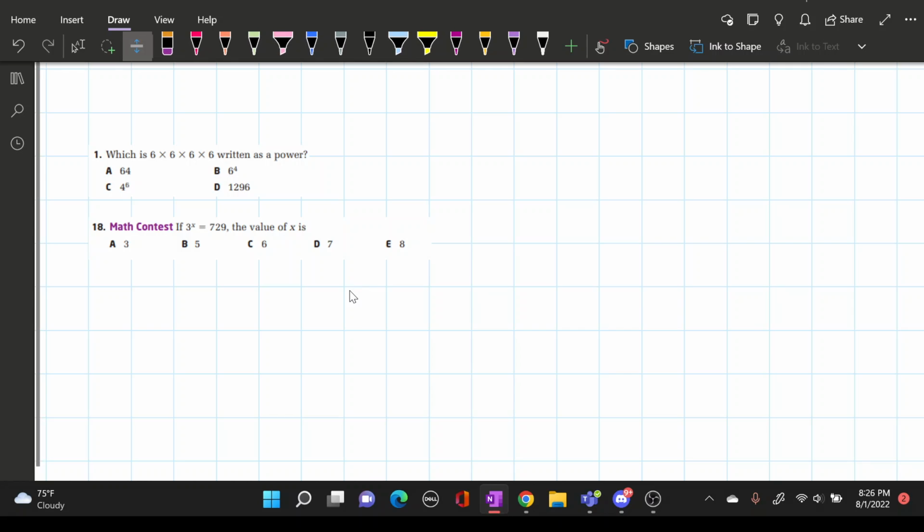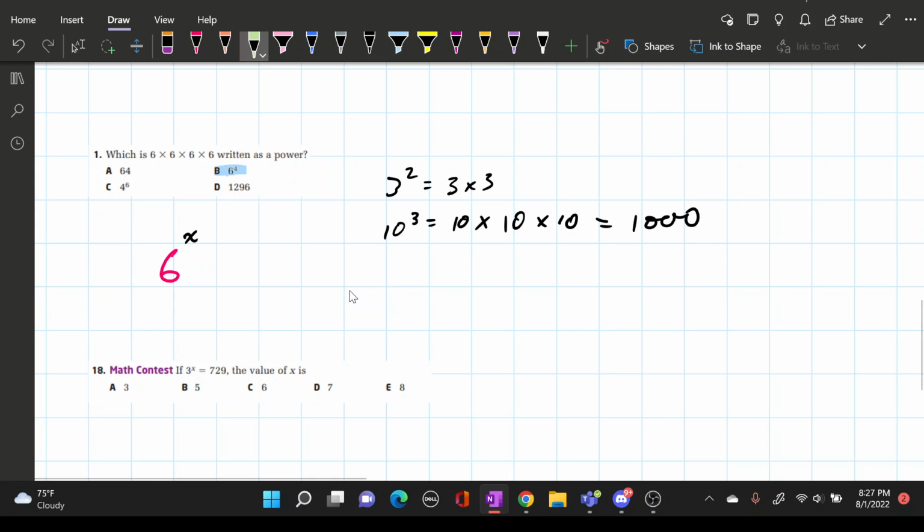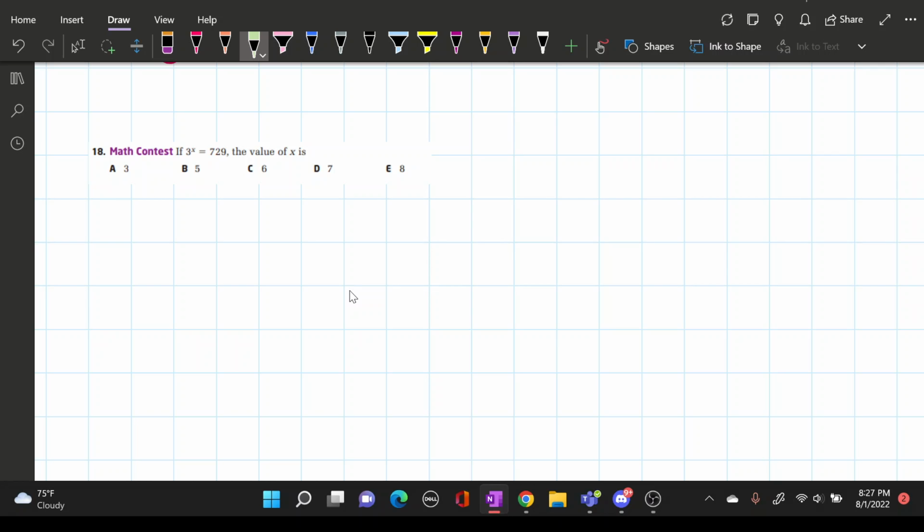So next, let's just do this. This is very easy. What's 6 times 6 times 6? So when I have 3 to the power of 2, that's equal to 3 times 3. If I have 10 to the power of 3, that's equal to 10 times 10 times 10, which is why it's equal to 1,000. So if I have 4 sixes, this should be 6 to the power of 4, because the base is 6 and the exponent x should essentially be the number of sixes. Cool stuff.